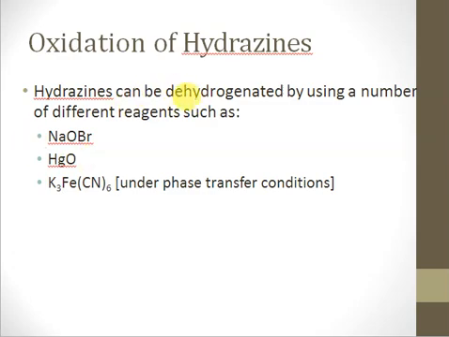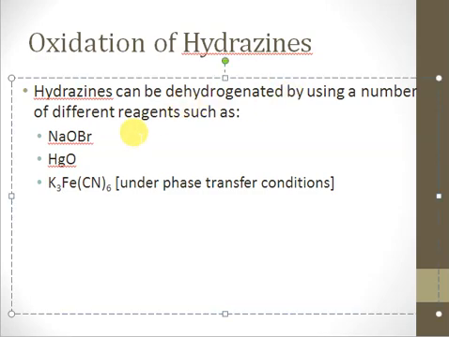So we can use different reagents. You can make use of sodium oxybromide, so that's also bleach, an oxidizing agent. You may use mercuric oxide, HgO. You may use potassium ferricyanide. Whenever you use potassium ferricyanide for such reactions, they will take place in presence of phase transfer conditions. You have to use some phase transfer reagents for such reactions.